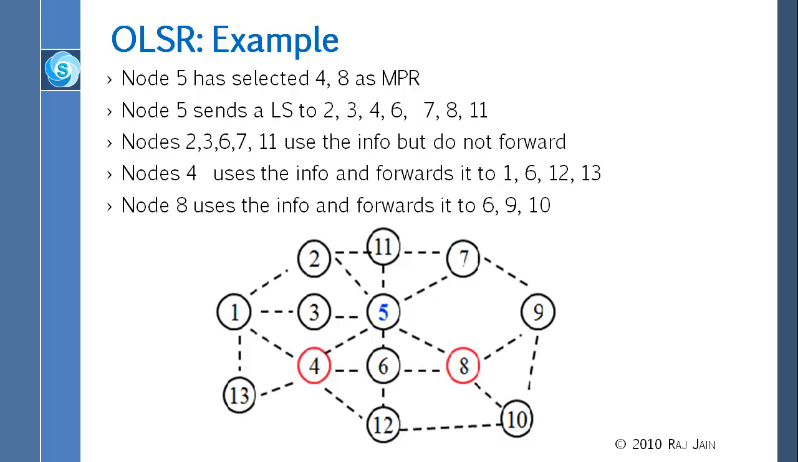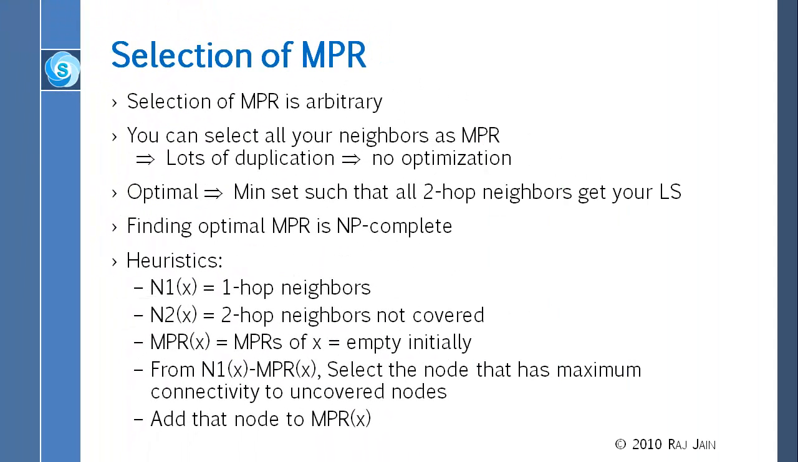So among our neighbors, we look for ones that have very high connectivity, and if they have very high connectivity, we take them as MPR. So 4 and 8 are actually MPR of 5 for that reason. If you use a very large number of nodes as your MPR, then you are going to increase the overhead, right? So your real goal is to minimize the number of MPRs. Basically the goal is to get the smallest set that will cover all 2 hop neighbors.